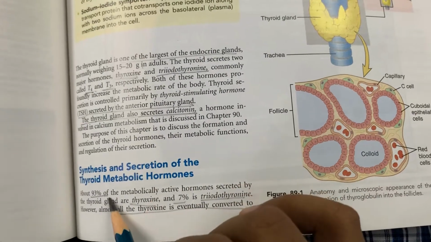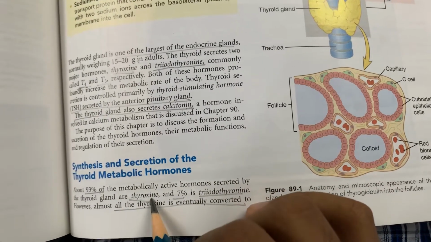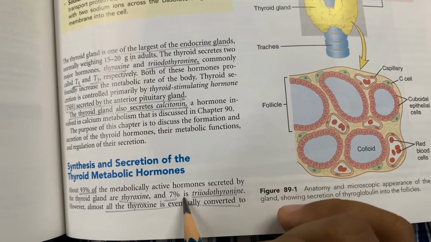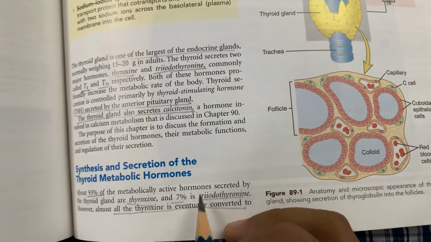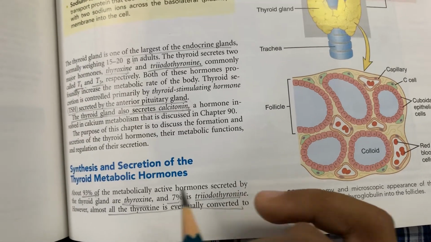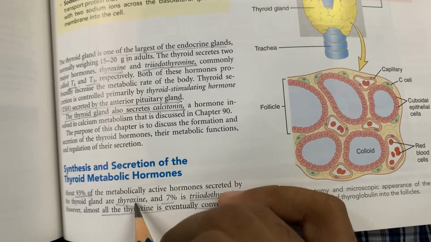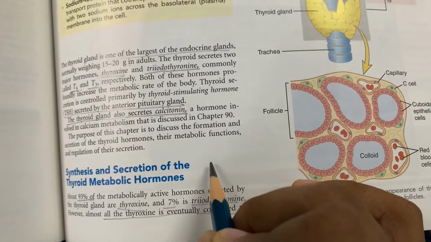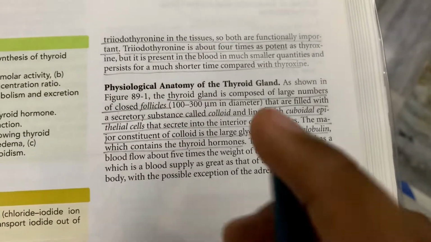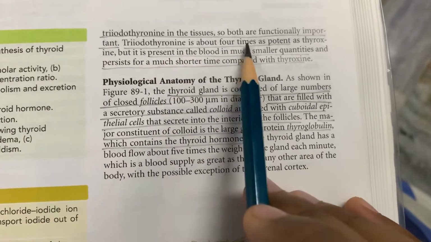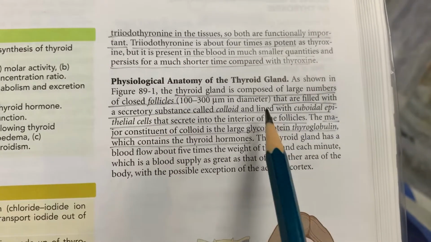So 93% of the hormone that is secreted is thyroxine, whereas 7% secreted is triiodothyronine. So triiodothyronine or T3 is more reactive than T4. So that is why T4 is secreted in more amount, such that when it gets to the tissues, almost all of it is converted to T3. Okay, T3 is 4 times as potent as T4.